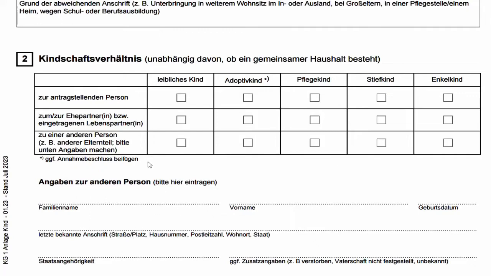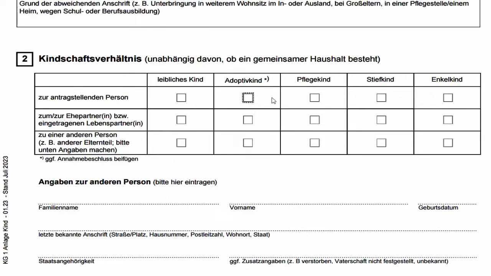If the child is the biological child of the applicant, you mark here with a cross. If this child is the adopted child of the applicant, you mark here with a cross. And in this case, please attach the acceptance resolution about the adoption of the child and send it together with this form or this attachment to the Familienkasse.